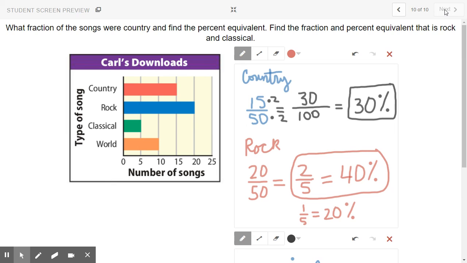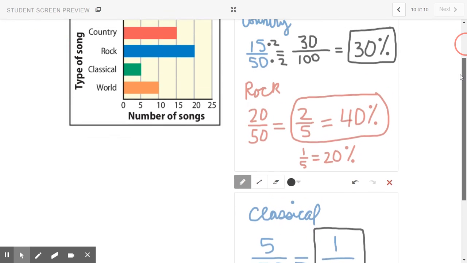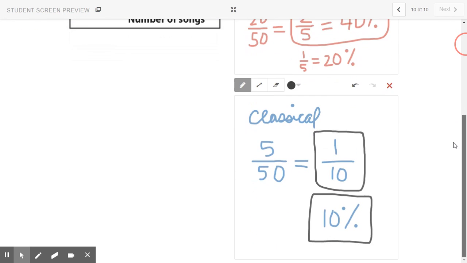So rock, if I look, is 20 out of 50. I simplify that to 2/5, which equals 40%. Now you could memorize that, but we also know that 2/5 comes from 1/5. 1/5 is 20%, so double that is 40%. And then classical, if I look, it's 5 out of 50, which is 1/10. 1/10 is 10%. Feel free to go back and try any of these.